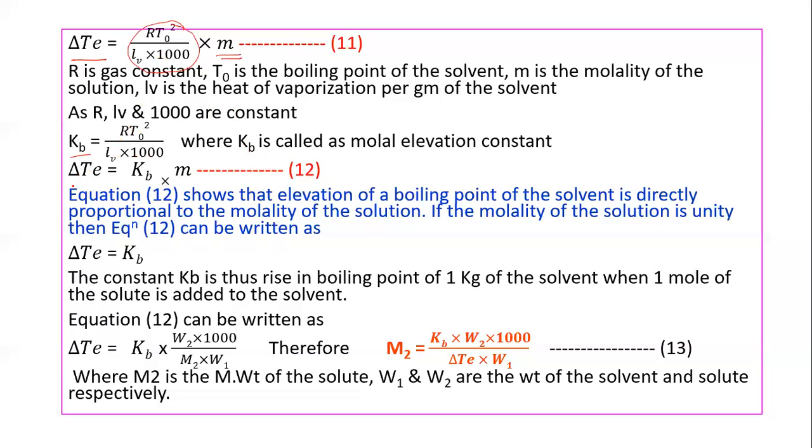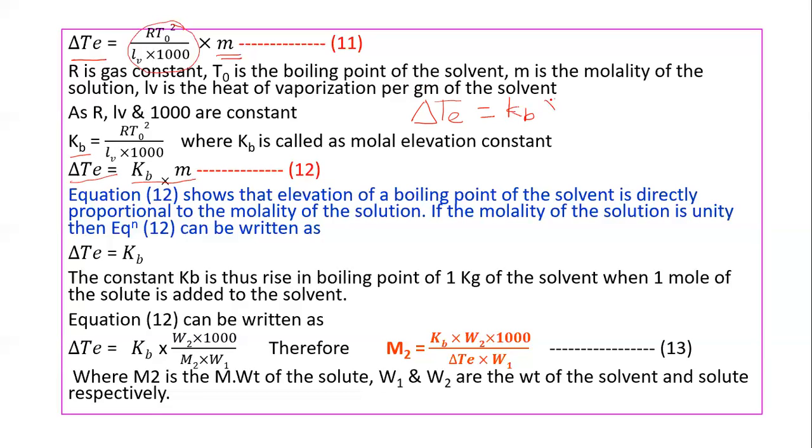So you can see here delta TE is now equal to KB into molality. Delta TE, that is the elevation of boiling point of a solvent, is equal to KB, where KB is a molar elevation constant.